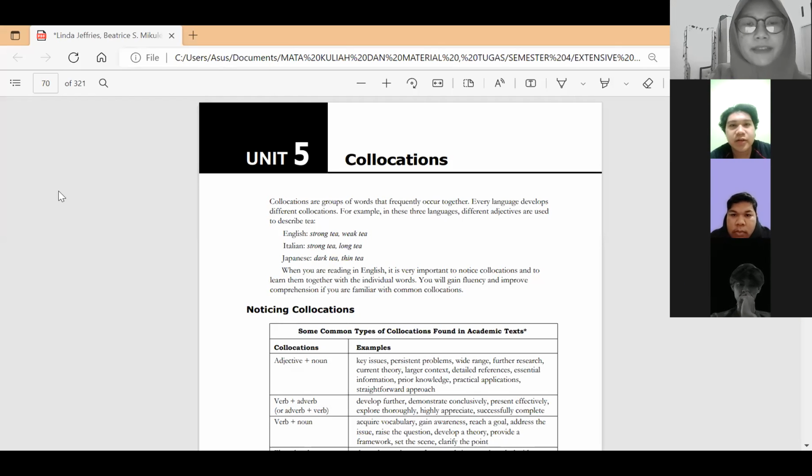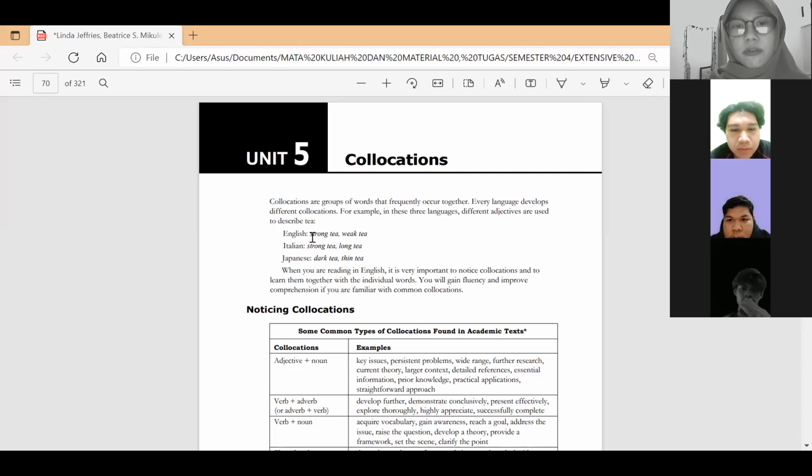So, Unit 5, collocation. Collocations are groups of words that frequently occur together. Every language develops different collocations. For example, in each language, different adjectives are used to describe tea. English: strong tea, weak tea. Italian: strong tea, long tea. Japanese: dark tea, thin tea. When you are reading in English, it is very important to notice collocations and to learn them together with the individual words. You will gain fluency and improve comprehension if you are familiar with common collocations.